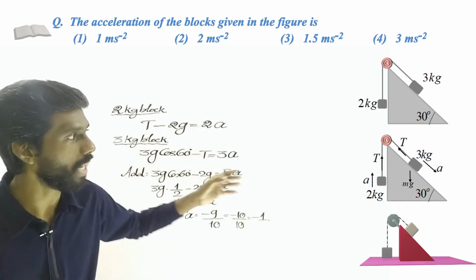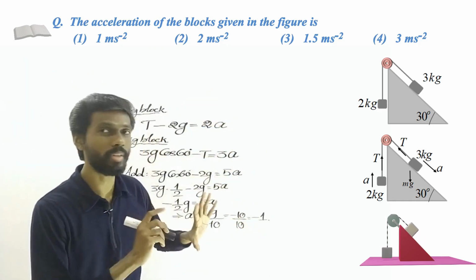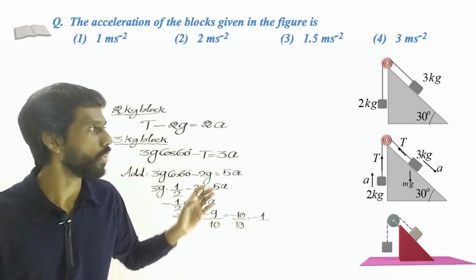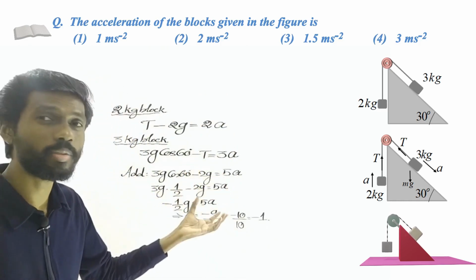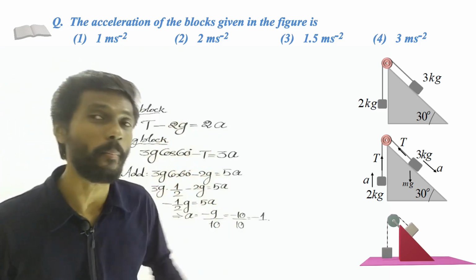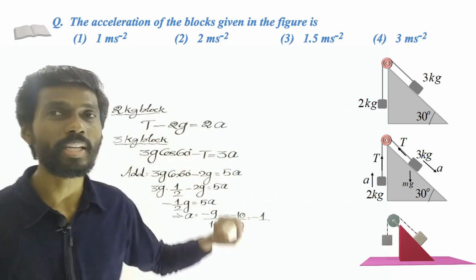If we had assumed that the 2 kilogram block was moving in the downward direction, we would have got the acceleration positive itself. So initially we didn't know, so we took some direction as positive direction. So the 2 kilogram block was moving upwards, so that was the direction we took. But we got a negative sign. So actually the 2 kilogram block is moving downwards.